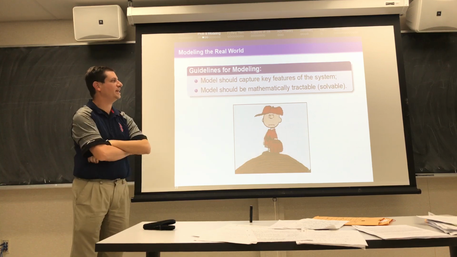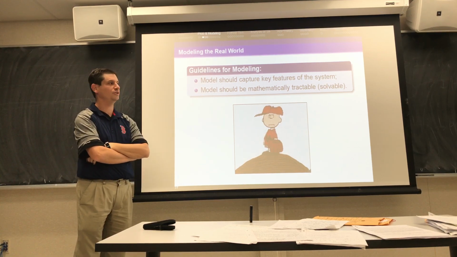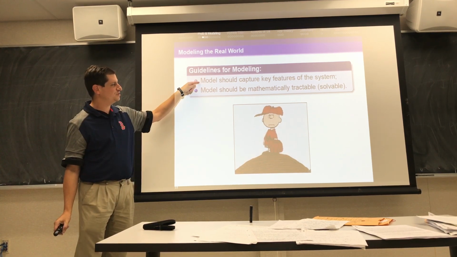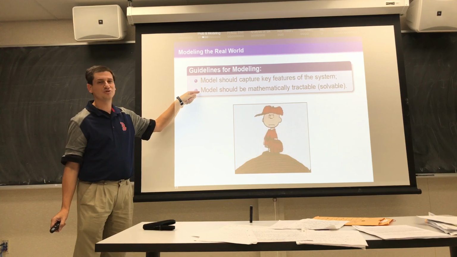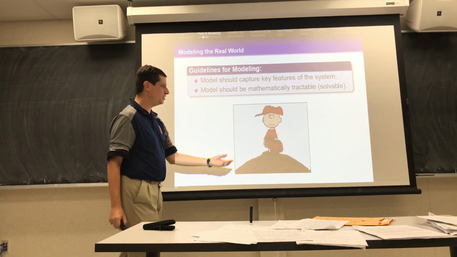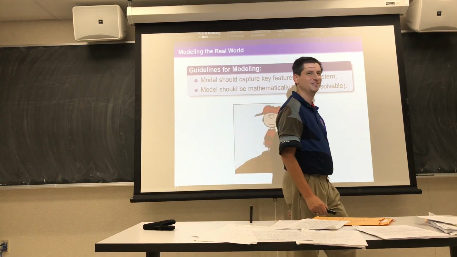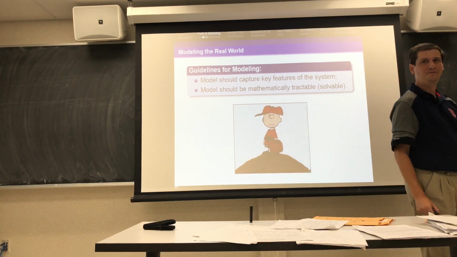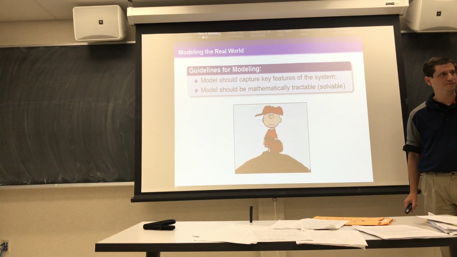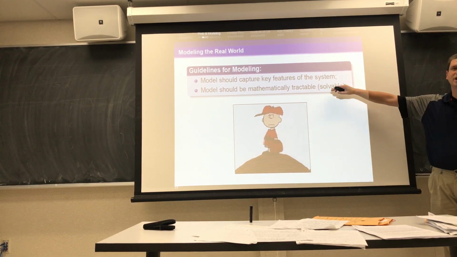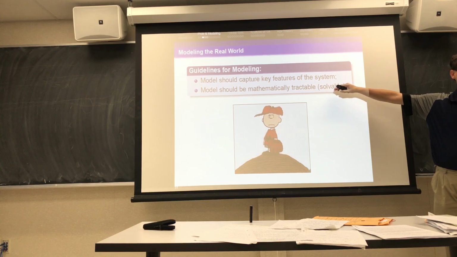Here are the two key guidelines for modeling. So if you need to model, you want your model to capture the key features of the system, and it should be mathematical, tractable, or solvable. So why do you think I have the sad Charlie Brown here? So I want to capture the key features, and I want it to be tractable and solvable. What do you think the problem is?